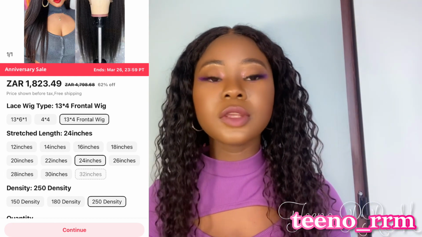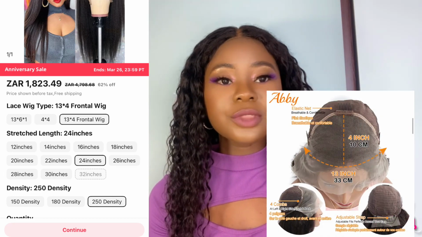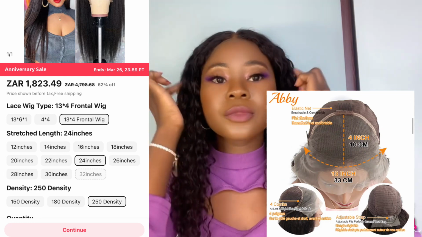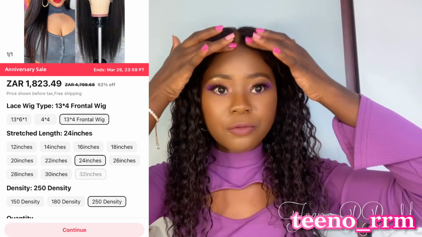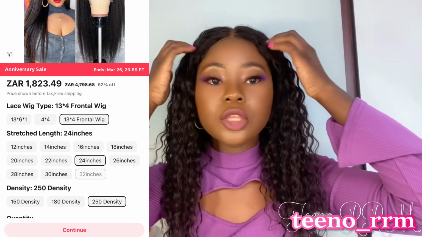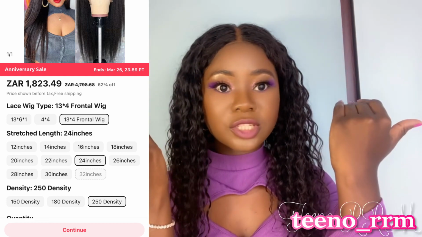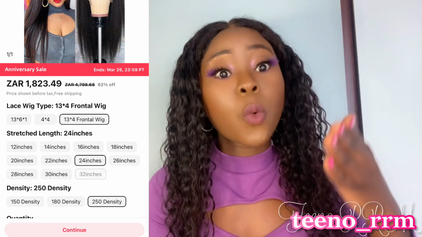It's actually very easy to maintain. Then if you see 13 by 4, now that's your full frontal ear to ear closure. It literally means the closure is 13 inches ear to ear, and then it's 13 by 4. There is also 4 inches to play around with, so you can open your parts in any way on this 13-inch by 4-inch space.